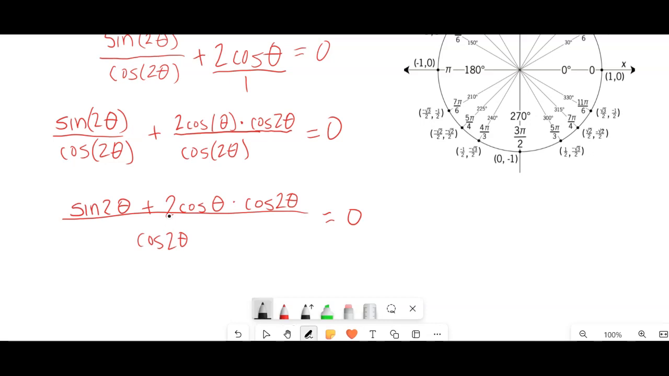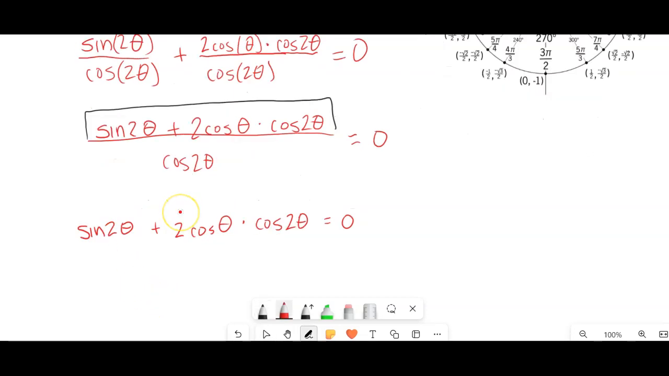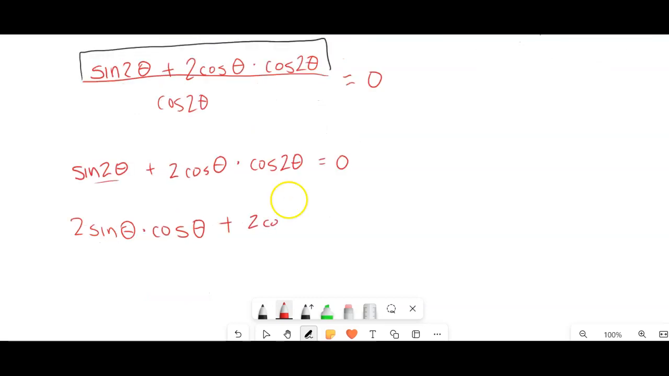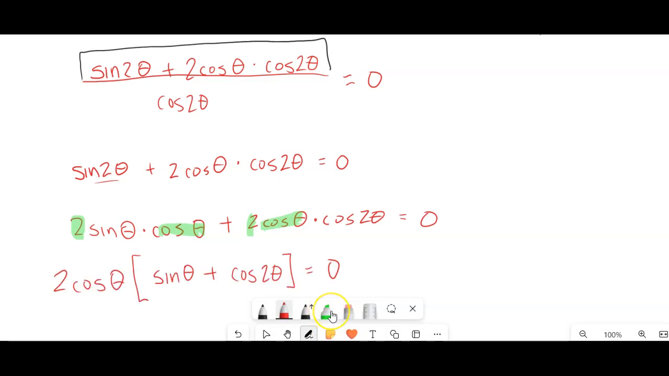Alright, if a fraction is equal to 0, then its numerator is what's equal to 0. So the next step, I'm just setting the numerator equal to 0. Now to be able to do something with this, I'm going to switch this to 2 sine theta times cosine theta. That's again what sine 2 theta is equivalent to. And then I'm adding to that the 2 cosine theta times the cosine of 2 theta. Now if you look, we've got a 2 cosine theta here, and a 2 cosine theta there. We can factor that out, and we end up with that expression.